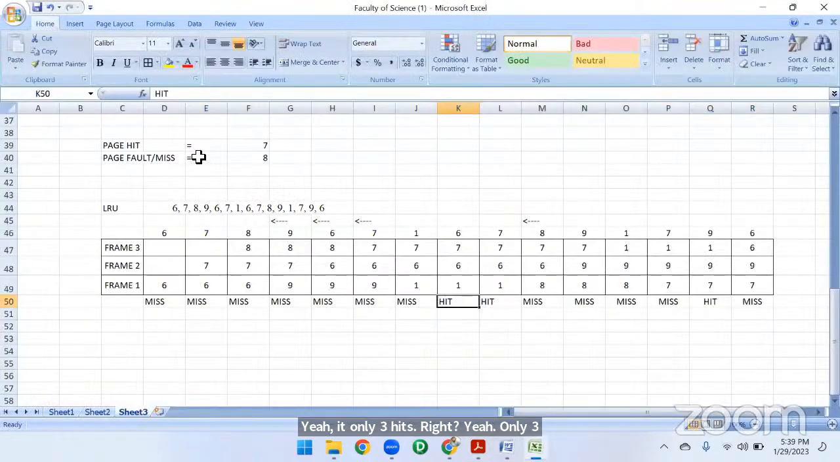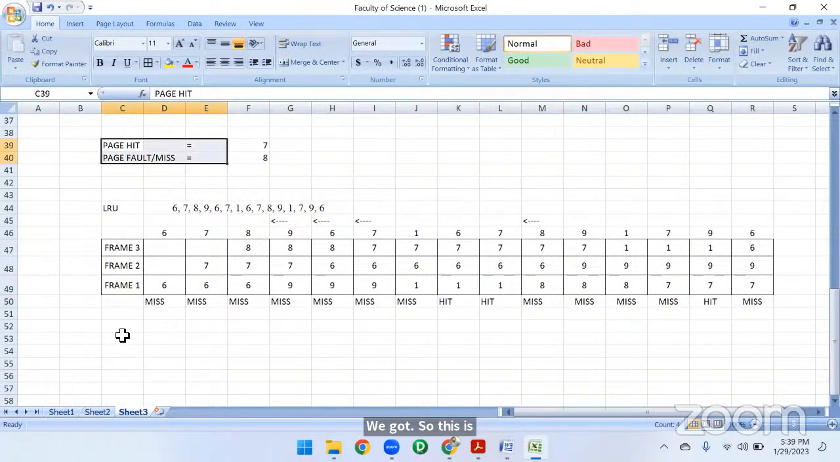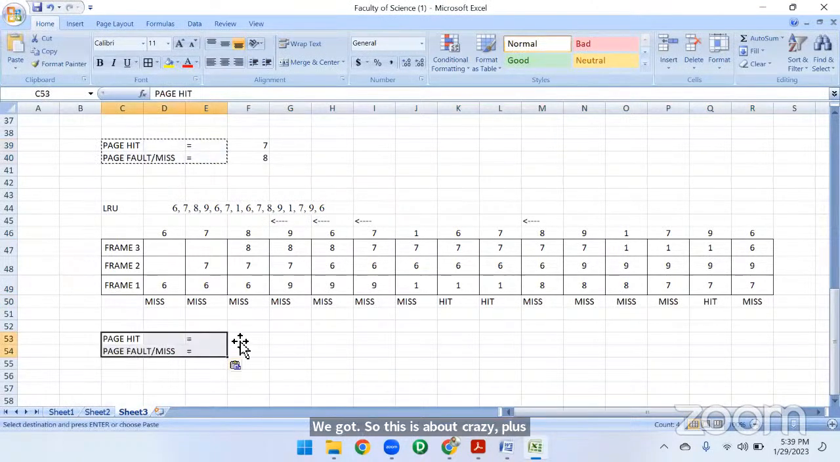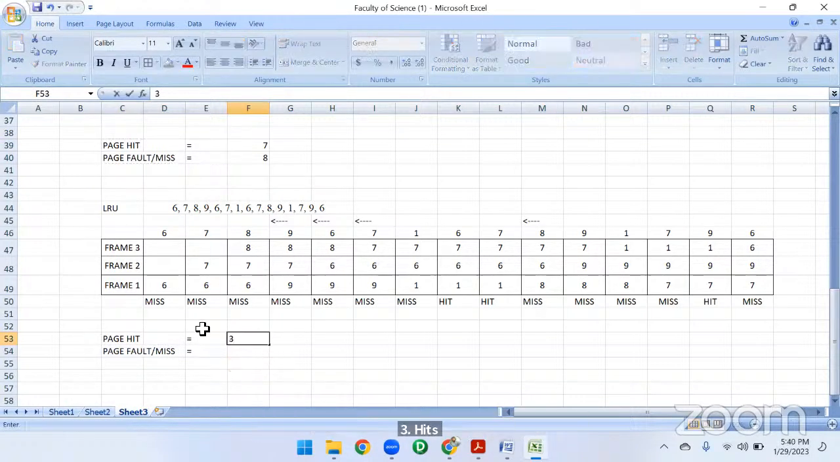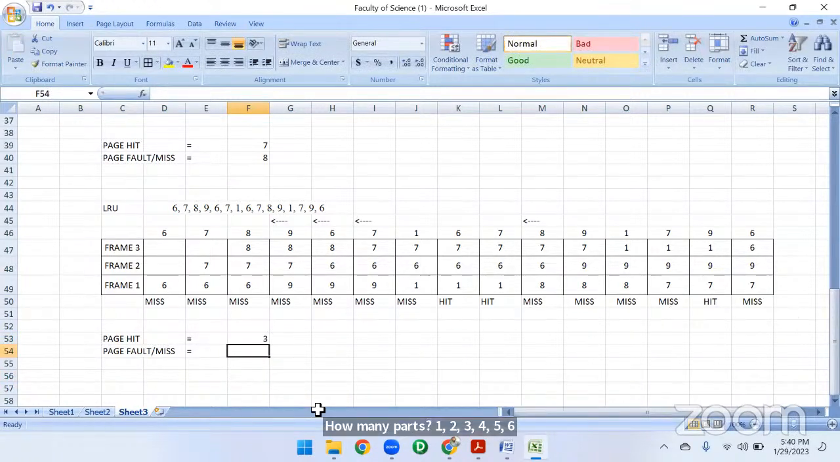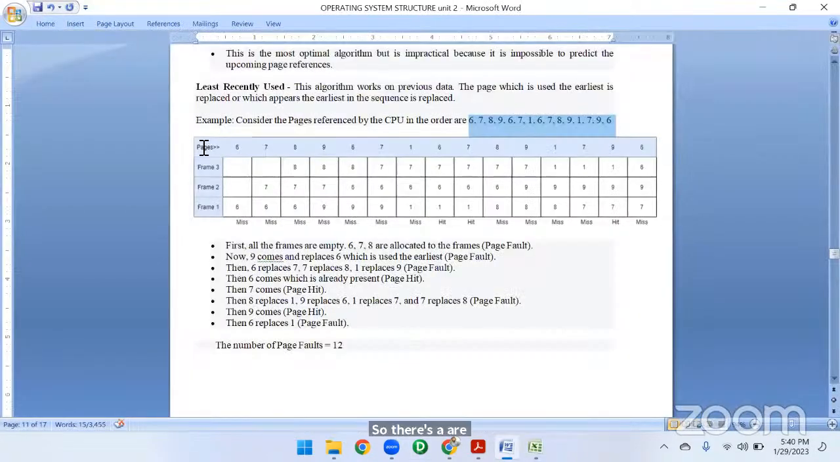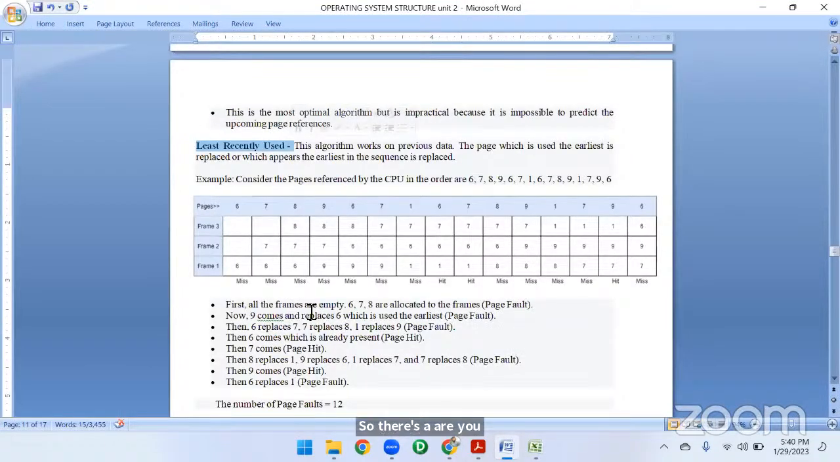So this is about page replacement, LRU, least recently used. Yeah, 3 hits, and how many faults? 1, 2, 3, 4, 5, 6, 7, 8, 9, 10, 11, 12. 12 faults. So this is the LRU, least recently used algorithm. Okay, like this, the algorithms are going to be used.